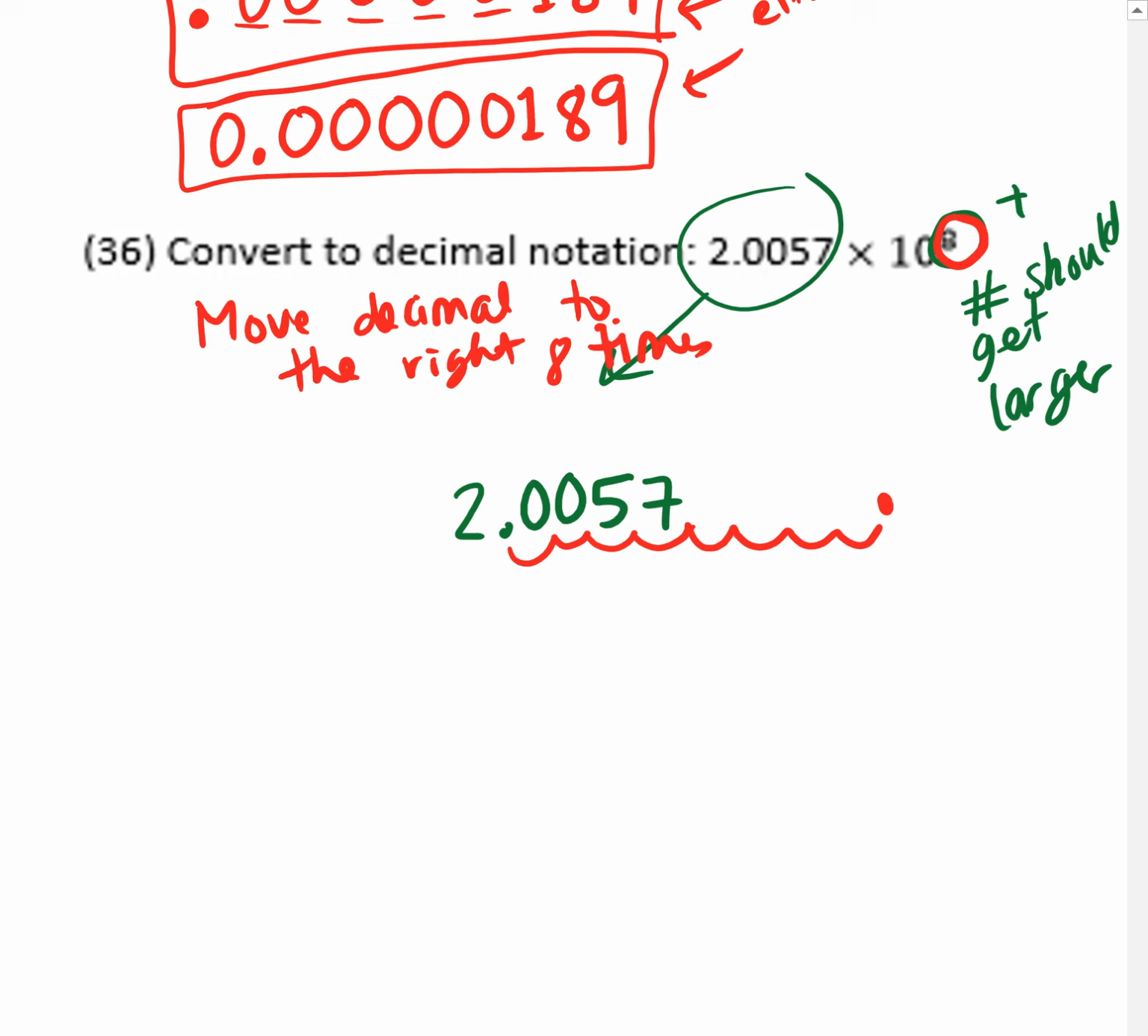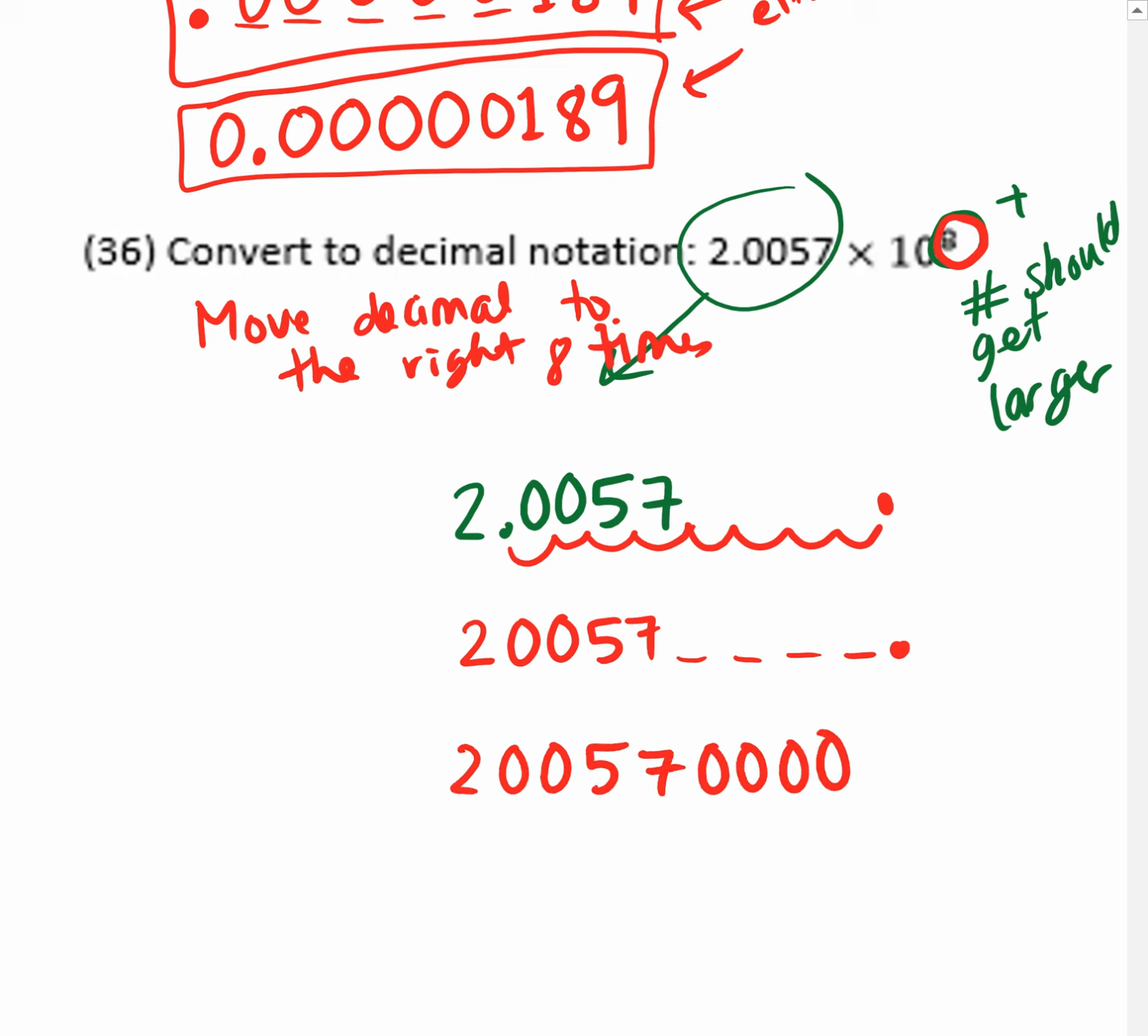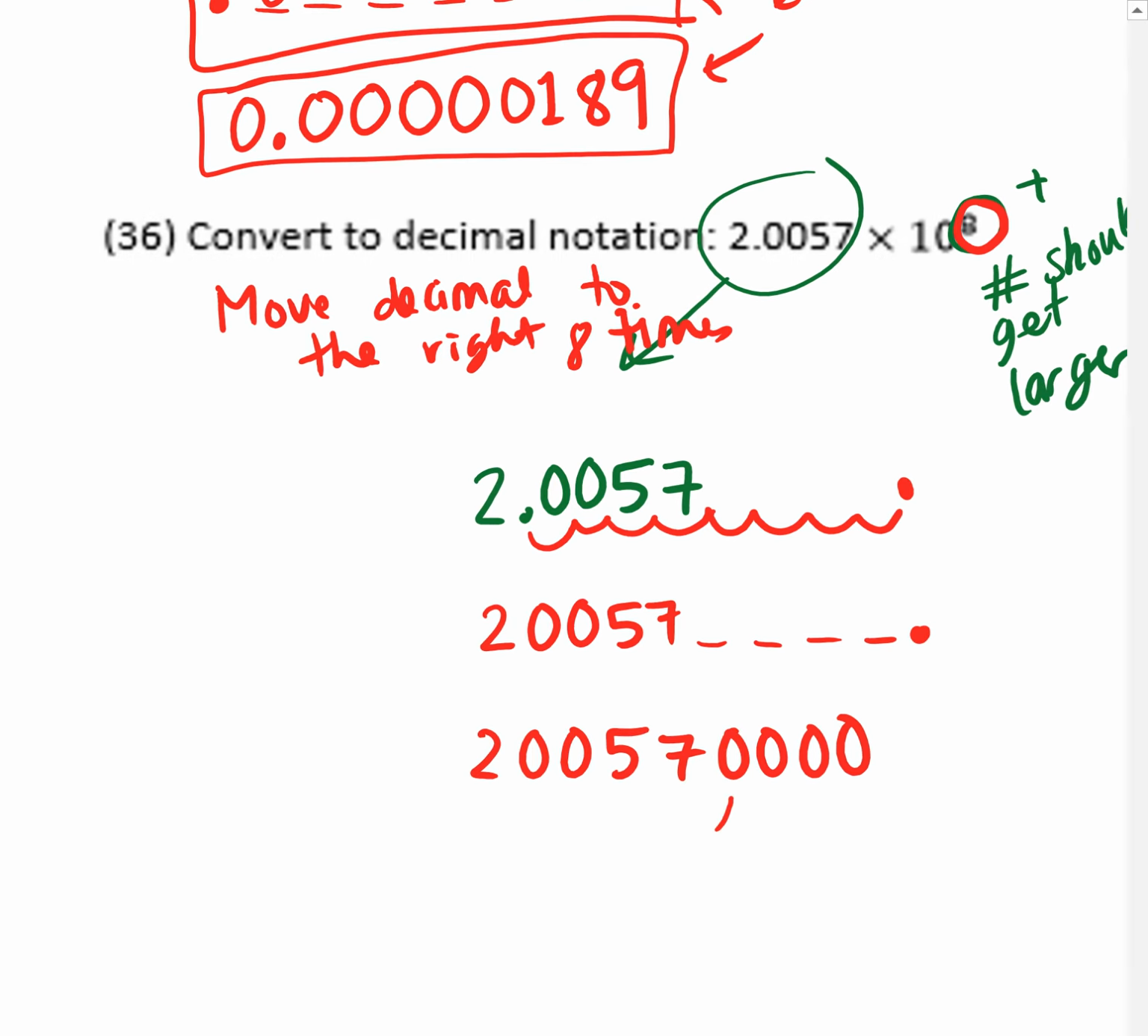It'll land right here. So I'll have 2, 0, 0, 5, 7, and then how many blank spaces? 1, 2, 3, 4, and then the decimal. But remember, like we said in the previous problem, anywhere you see blank spaces, you're going to put zeros. So there must be 4 extra zeros that I need. And actually, if you see a decimal on the very right of a number and there's nothing to the right of the decimal, you can just drop the decimal. So the answer would just be 200,570,000.